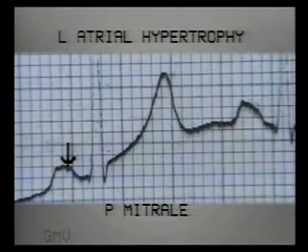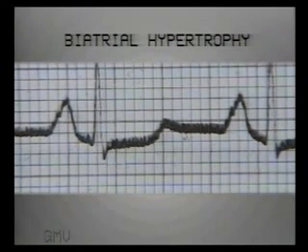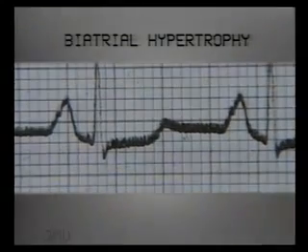This is P mitrale, no notch but 2.5 small squares wide, suggesting left atrial hypertrophy. If both the atria are hypertrophied, the P wave in lead 2 will be taller than 2.5 small squares and broader than 2.5 small squares. This is an ECG of biatrial hypertrophy.